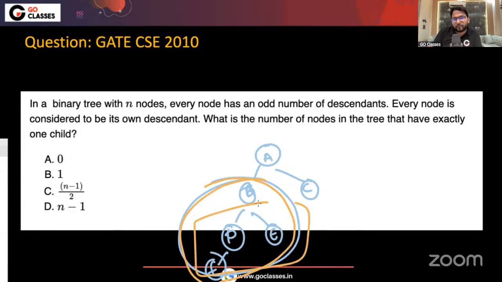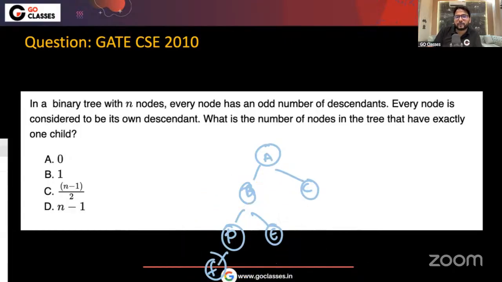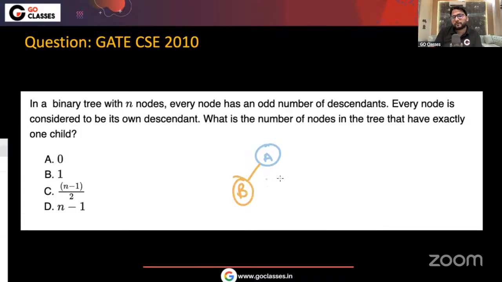So in actual terms the number of descendants should be, you can say, even. So what is the number of nodes in a tree that have exactly one child? Every node has an even number of descendants. Which means if this node has to have an even number of descendants, then it has B and C like this, right? Even number of descendants, I mean it has to have two. Or suppose it is just having one.